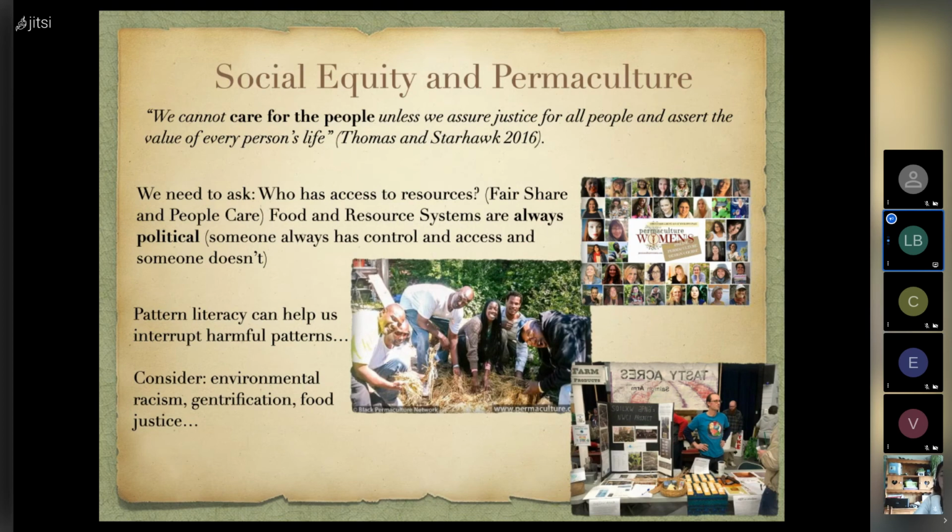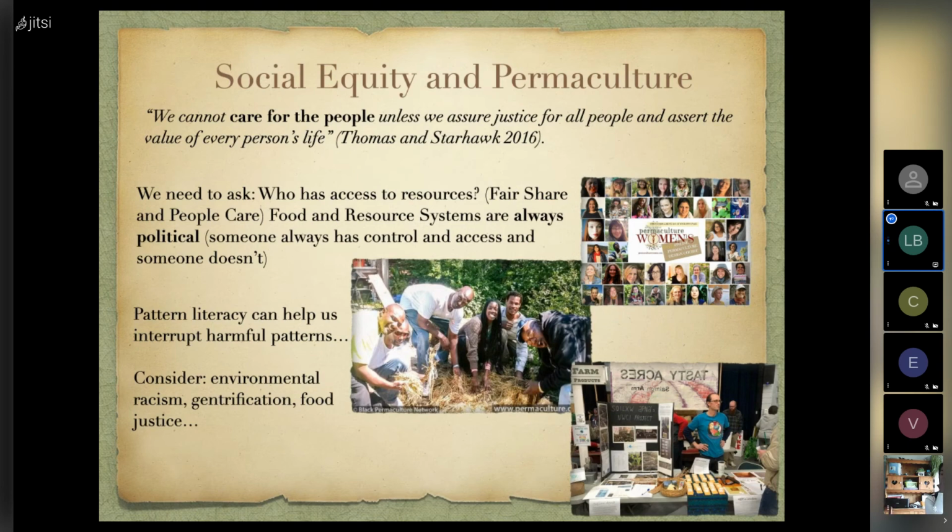And there are some guiding questions that have emerged through my research around social equity in permaculture, which is the need to ask, who has access to resources when we're designing any kind of permaculture design? Who is going to be accessing this and who will benefit from this? That takes us back to those permaculture ethics of fair share and people care. The fact is that food and resource systems are always political because someone always has control and access and someone doesn't. It's really important to design with that in mind. And then again, this idea of pattern literacy and recognizing patterns can help us interrupt harmful patterns.